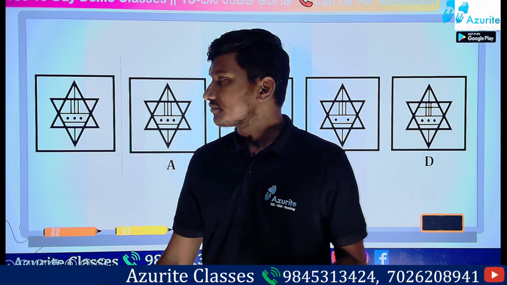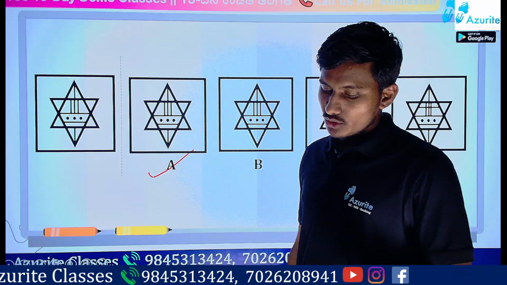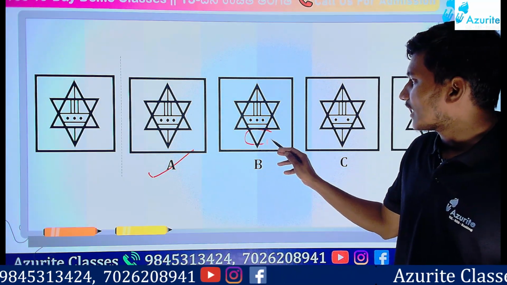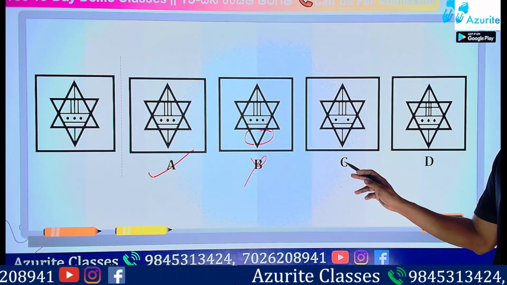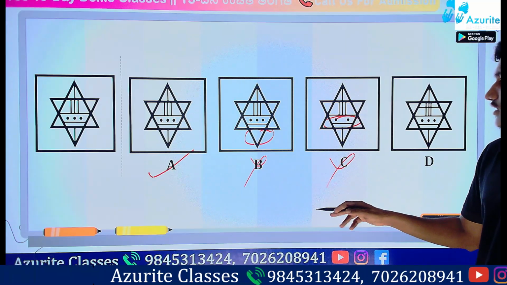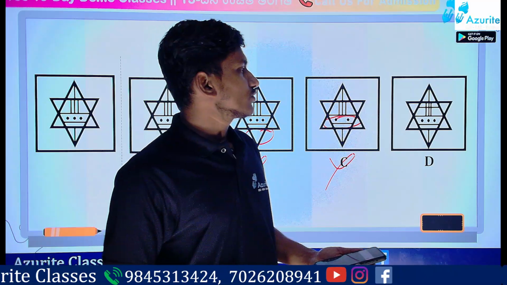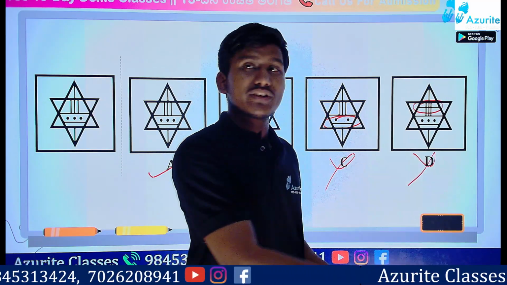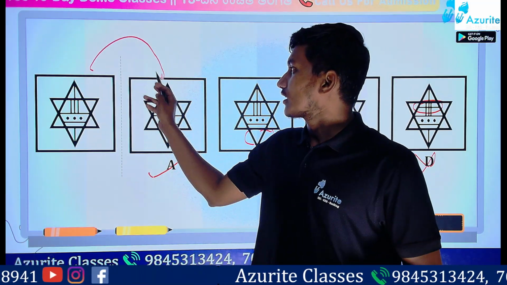Silence. Enough. Okay, so here the correct answer is A. B, why is it not correct? There is a missing line here at the bottom. And in C, what is happening? There are only two dots. And in D, why is it not the answer? If you see, there is an extra line here. So that is why D is not the answer. So the correctly matching figure is A.